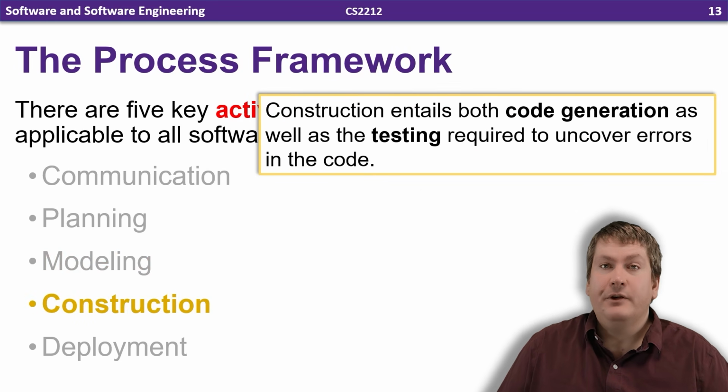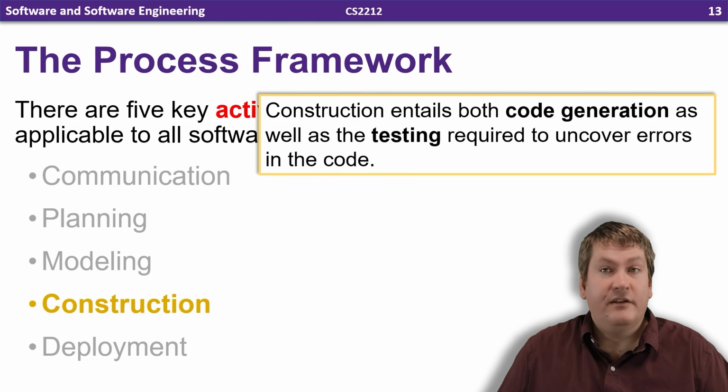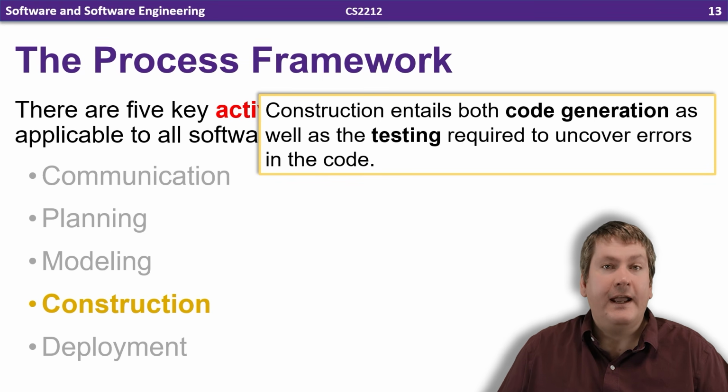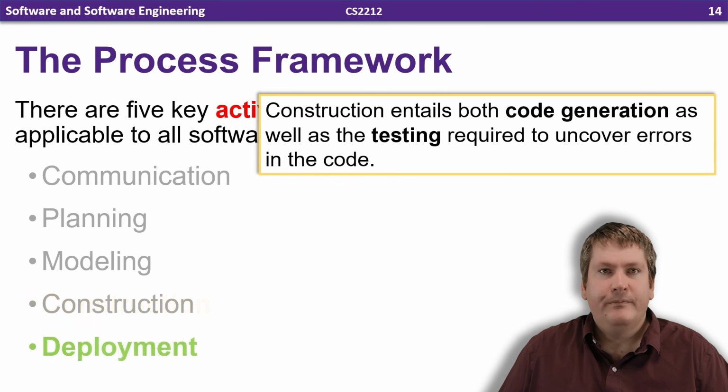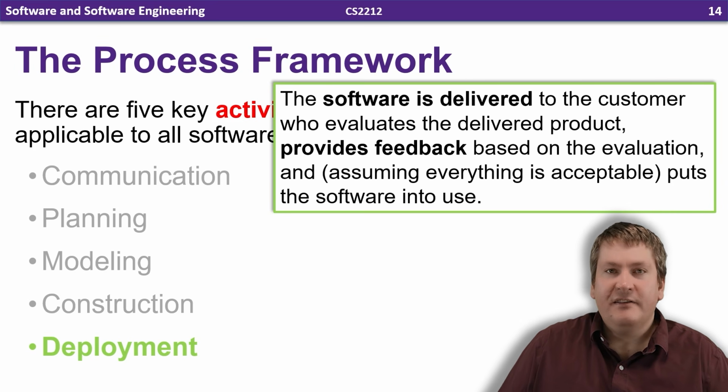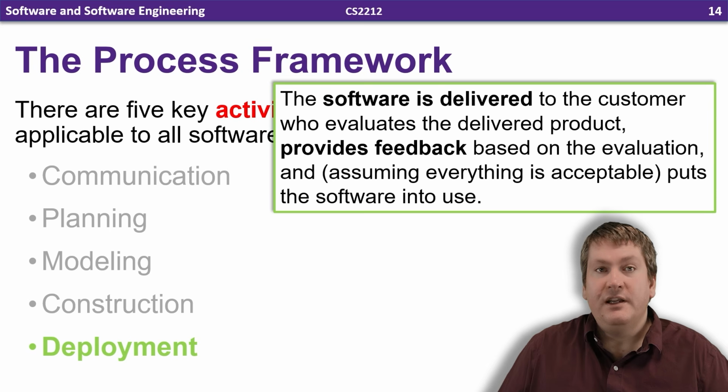After a design has been created, the next step is construction. This is an activity where code is created and testing is completed to uncover any errors in the code. The last activity is deployment. During deployment, the software is delivered to the customer who evaluates the product and provides feedback. If the software is deemed acceptable, it's put into use and the product enters the maintenance phase.